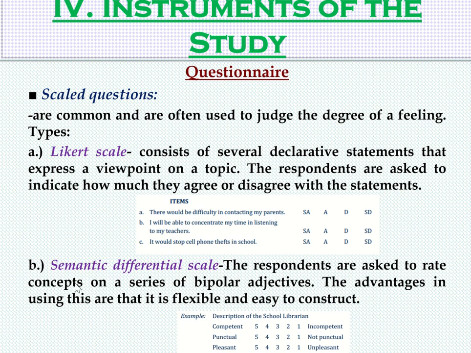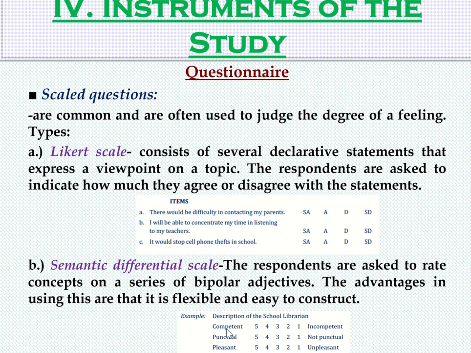And then the review of semantic differential scale. So the respondents are asked to rate concepts on a series of bipolar adjectives. So the advantages in using this are that it is flexible and easy to construct. So again, bipolar adjectives, no? So semantic differential scale, example, description of the school librarian. Okay, ang tinatanong dito is the school librarian.